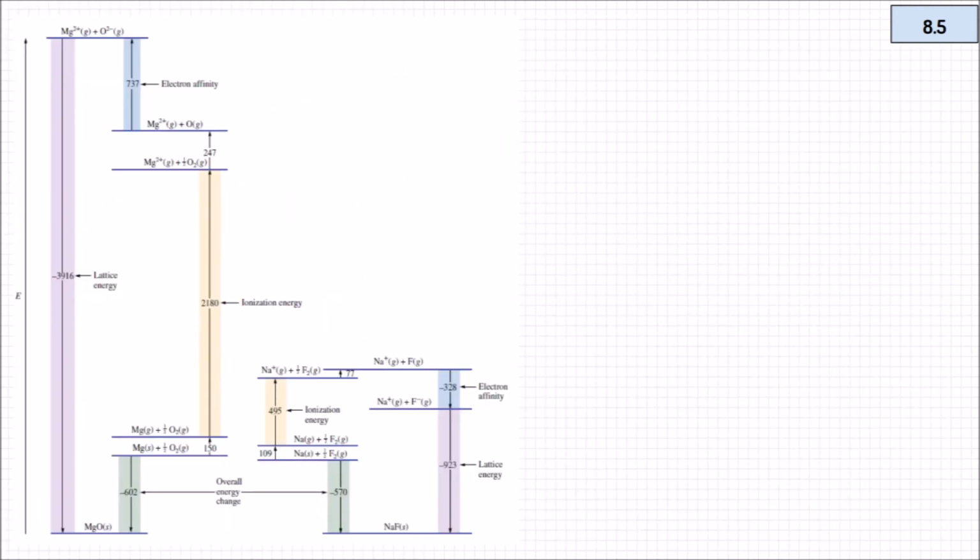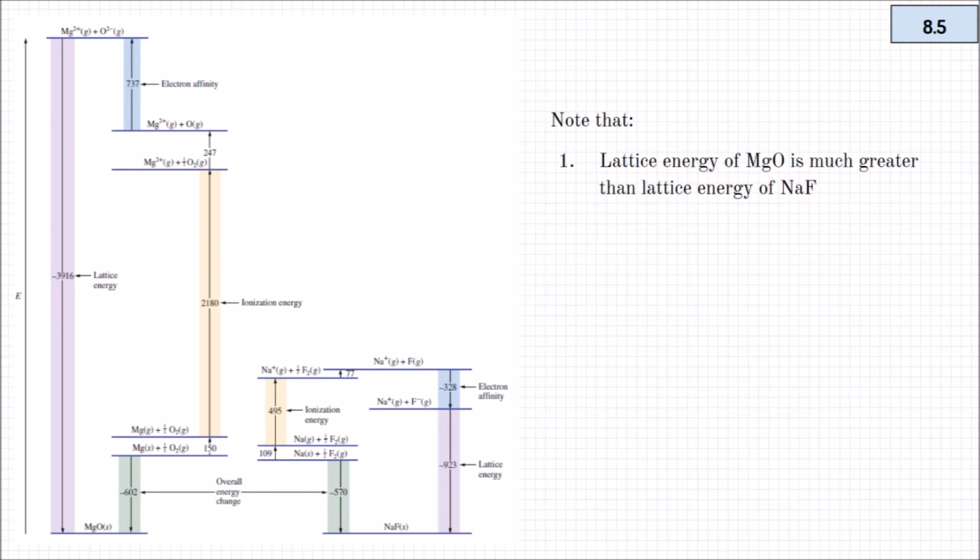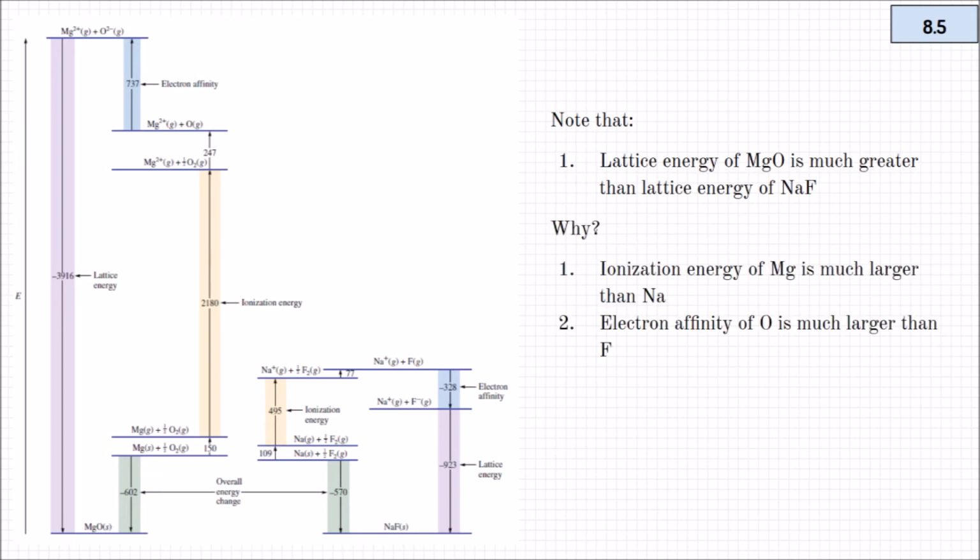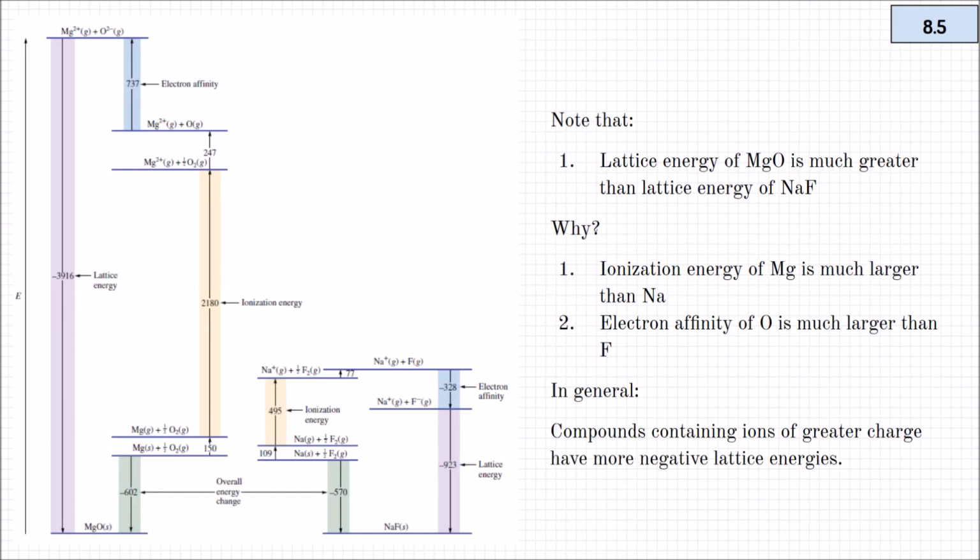Okay, so here we compare the cycles for magnesium oxide and sodium fluoride. Note that the lattice energy for magnesium oxide is way larger in magnitude than the lattice energy for sodium fluoride. Why? This is because the ionization energy and the electron affinity for magnesium oxide is much greater than that of sodium fluoride. With magnesium and oxide, we're dealing with ions that have greater charge magnitude, 2 plus and 2 minus, while sodium fluoride has smaller charge magnitude because it's 1 plus and 1 minus. It takes much more energy to add and remove 2 electrons than to add or remove 1. So, in general, compounds containing ions with greater charge magnitude are going to have more negative lattice energies.